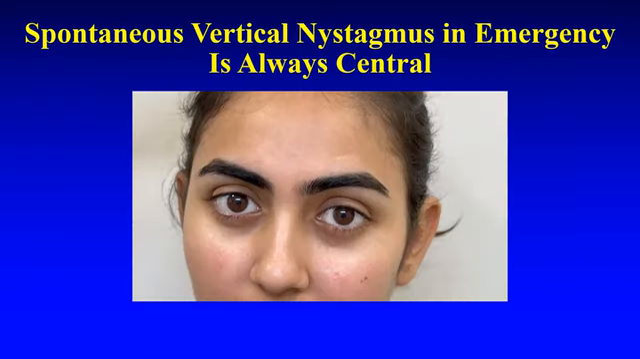This is a lady who had acute vertigo in emergency. She was seen by me, and on close inquiring, she disclosed that suddenly she has started feeling that the objects in front of her eyes are moving up and down rapidly. And you can make out that there is a vertical nystagmus. No prior history of any illness.